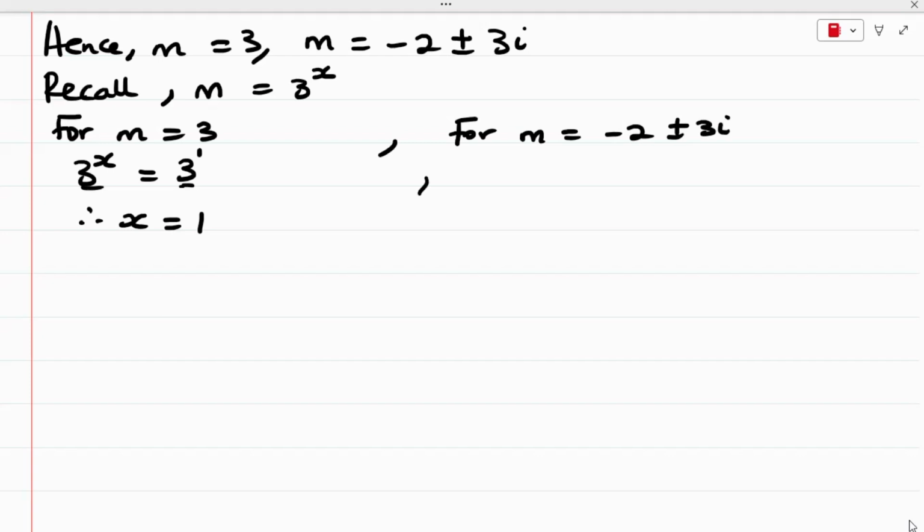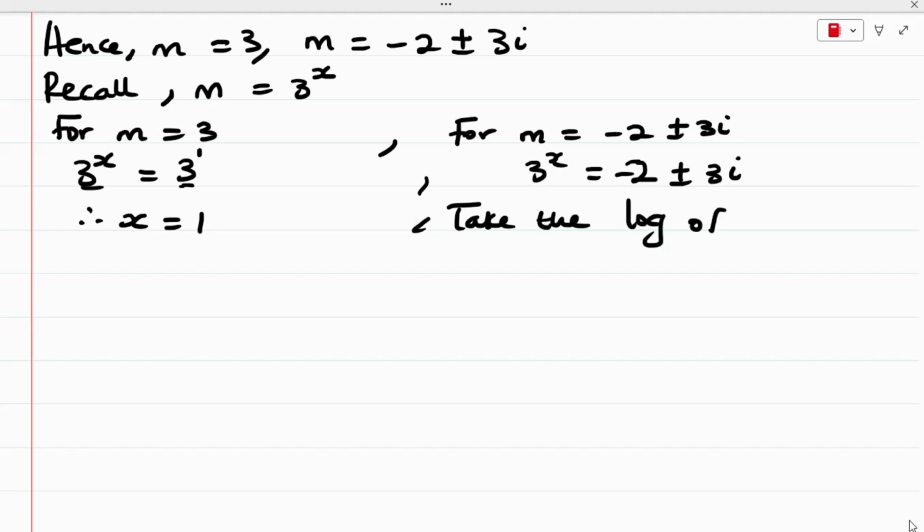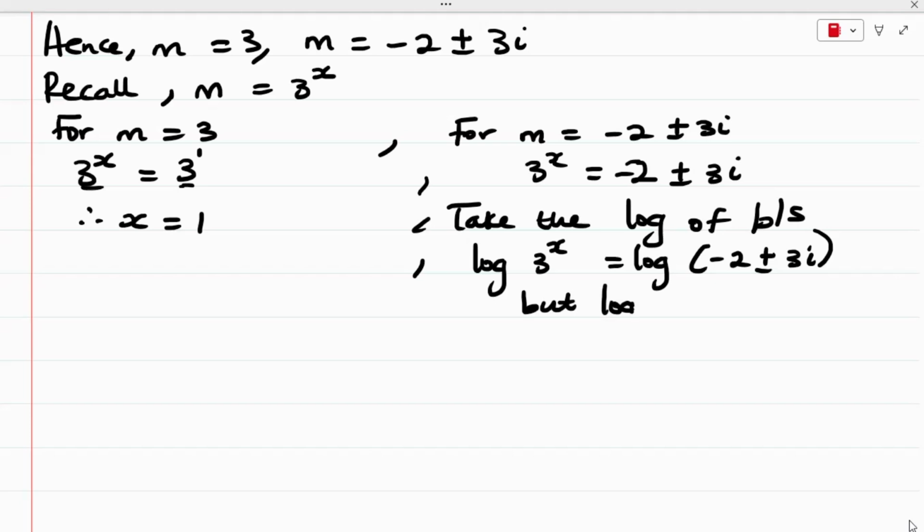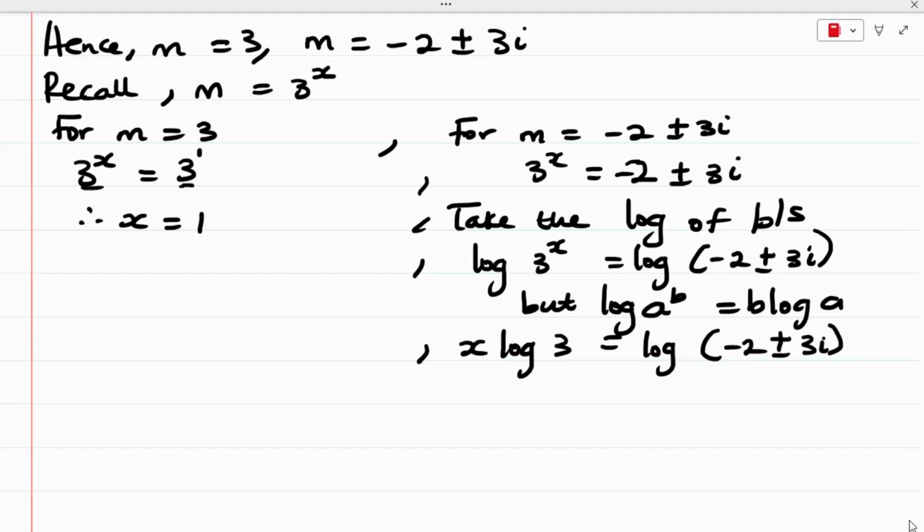Alright, so we're going to say for m equals to minus 2 plus minus 3i, we have this to be 3 raised to the power of x is equals to minus 2 plus minus 3i. Alright, so the next thing we want to do is to simply take the logarithm of both sides. So taking the log of both sides, we have that log 3 raised to the power of x is equals to log of minus 2 plus minus 3i. But we know that if we have log a raised to the power of b, this is equals to b log a. So we have x log 3 is equals to log of negative 2 plus minus 3i. Alright, so you divide both sides by log 3 to isolate x.